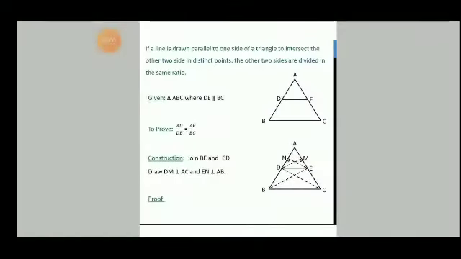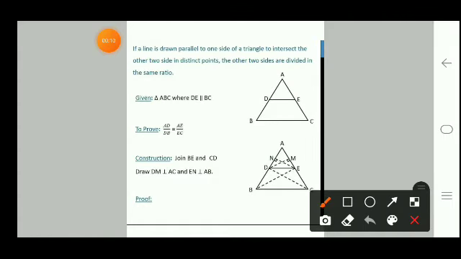Today in chapter 6, that is the triangles, we are first going to do theorem 6.1 and 6.2. As you can see, theorem 6.1 states: if a line is drawn parallel to one side of a triangle to intersect the other two sides in distinct points, then the other two sides are divided in the same ratio.